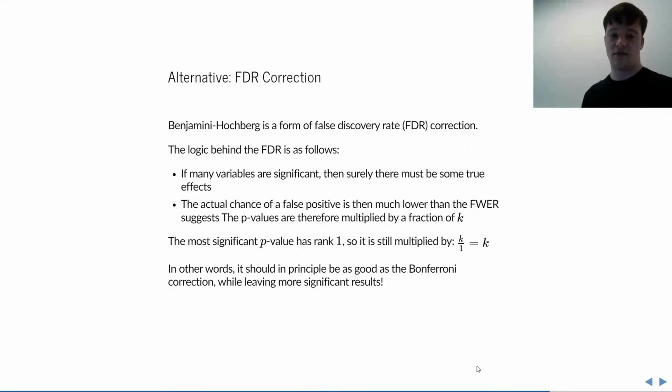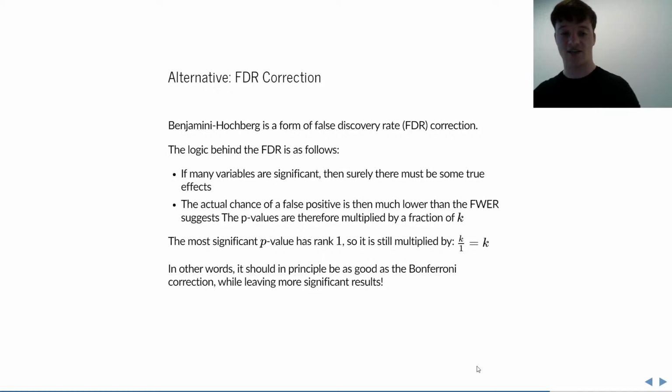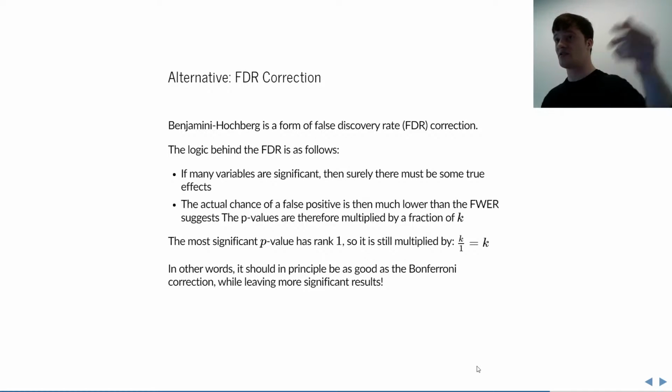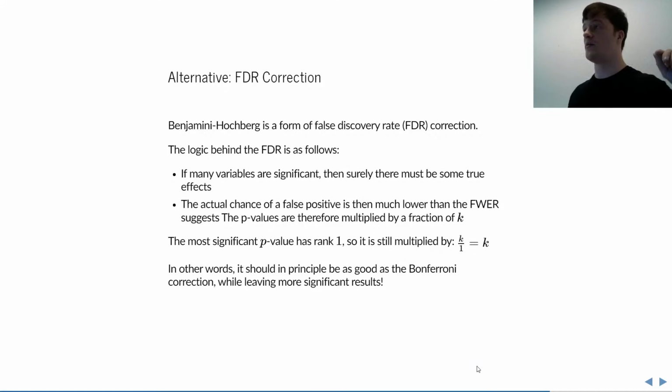Okay, so what this does, it's a form of false discovery rate correction, and the logic behind it is that if many of the things that you're testing are actually significant, then apparently not all null hypotheses are true, and then you should apply a less severe correction than the Bonferroni correction. Well, how much less severe? It turns out you can just use a fraction calculated by the rank, as I just showed, and that turns out to be the right way to do it. So that's very convenient because it's very easy to do.